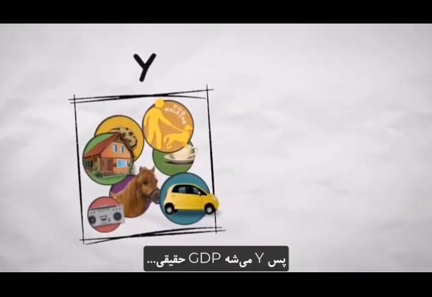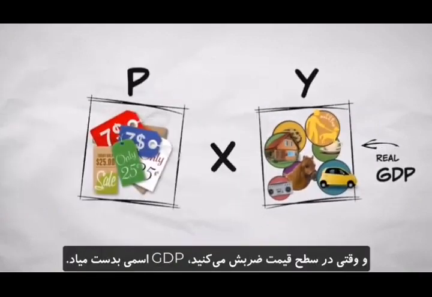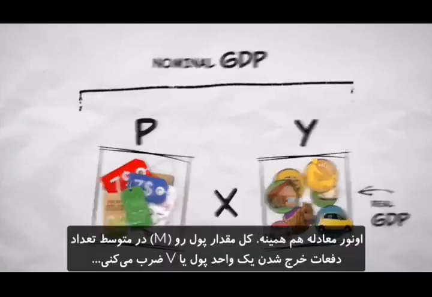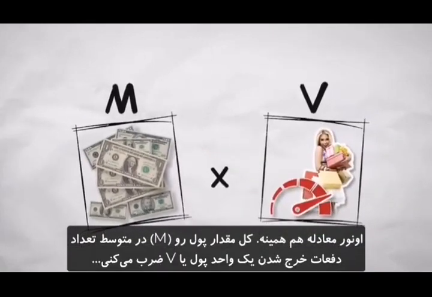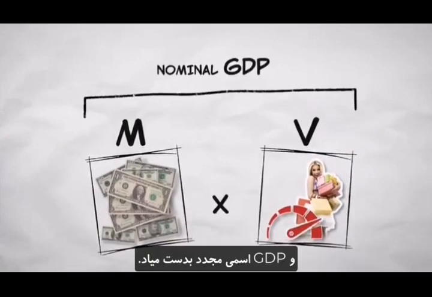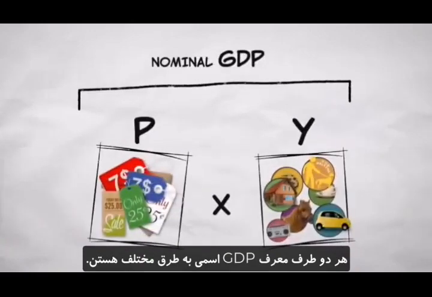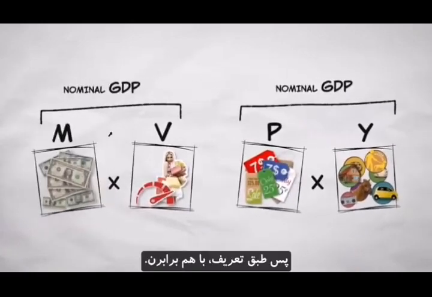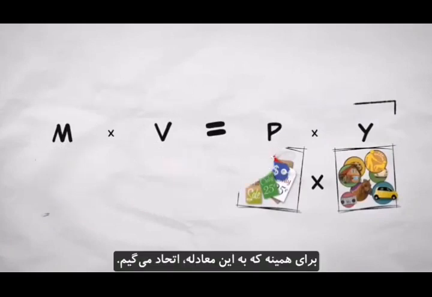So Y is real GDP, and when you multiply it by a measure of the price level, you get nominal GDP. Same thing over here. You take all our money, M, and multiply it by how many times the average dollar was spent, or V, and you get nominal GDP as well. Both sides represent nominal GDP in a different way. So, these are equal by definition, which is why we call this equation an identity.